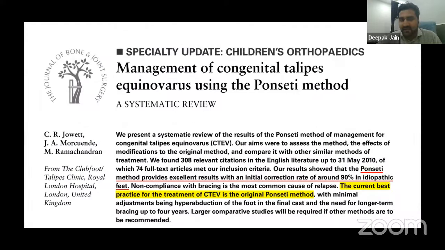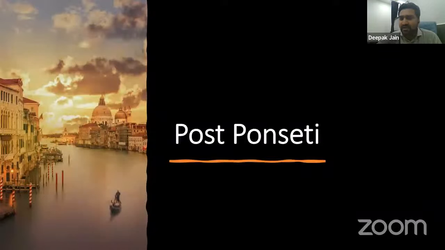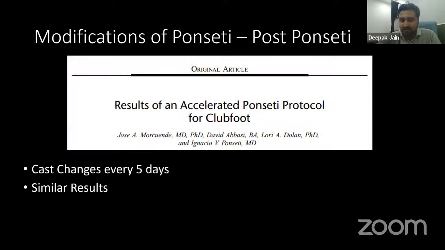This is a systematic review which was published in 2012, and it showed that Ponseti's method provides excellent results with an initial correction rate of almost 90% and just performing a simple tenotomy, and it was the current best practice for the CTEV. Post Ponseti, what started happening is the progenies of Ponseti started modifying his technique. So Jose came up with a paper where he modified the Ponseti technique, and he used to change the cast every 5 days, and the results were the same.